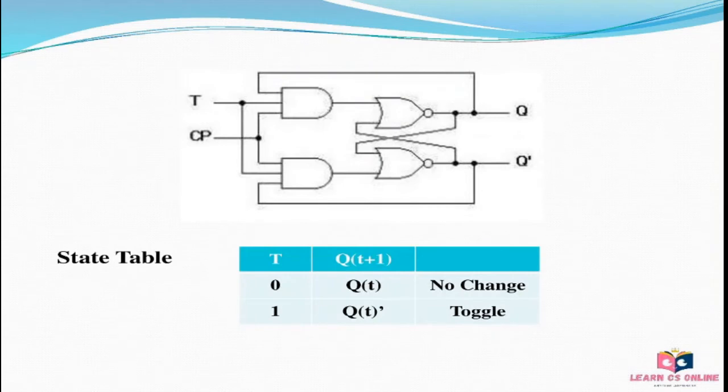The circuit has a single input T and two outputs Q of T and Q of T dash. The operation of T flip-flop is same as that of JK flip-flop. The output of T flip-flop always toggles for every positive transition of the clock signal when input T remains at logic high 1.